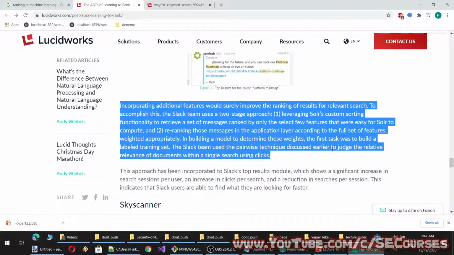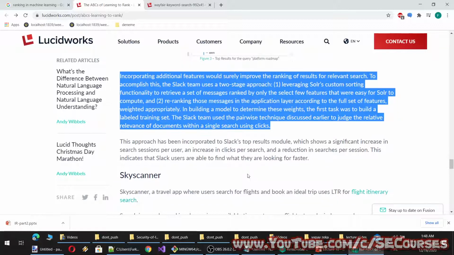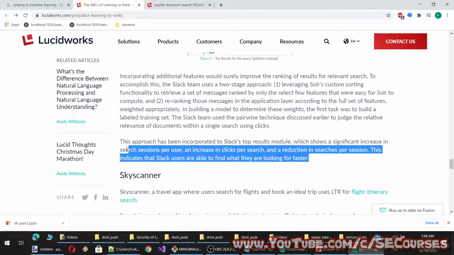In building a model to determine these weights, the first task was to build a labeled training set. The Slack team used the pairwise technique discussed earlier to judge the relative relevance of documents within a single search using clicks.